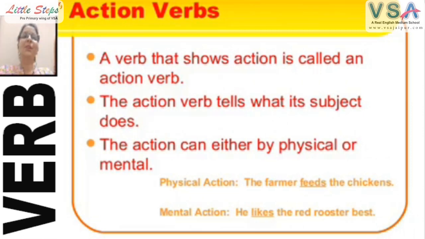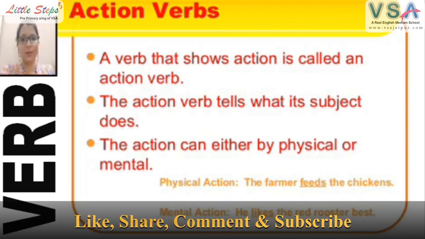Action verbs: a verb that shows action is called an action verb. Means जो action को show करे, that is an action verb. The action verb tells what its subject does. What is the function of an action verb? It only shows what is done by its subject. इसके subject ने क्या किया? What is done by the doer? कर्ता ने क्या किया? तो इस function को show करने के लिए जो word use होता है वो word ही action verb होता है. You will get it very clear by the examples I will give you later.